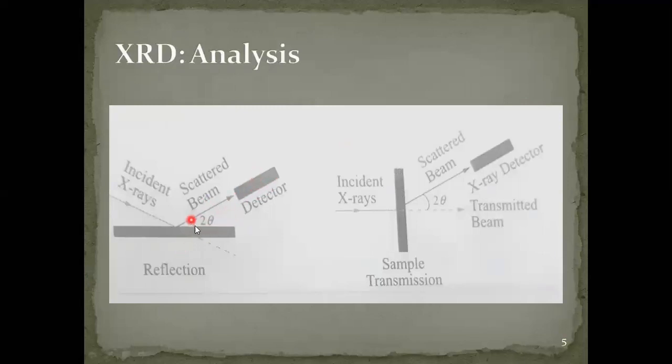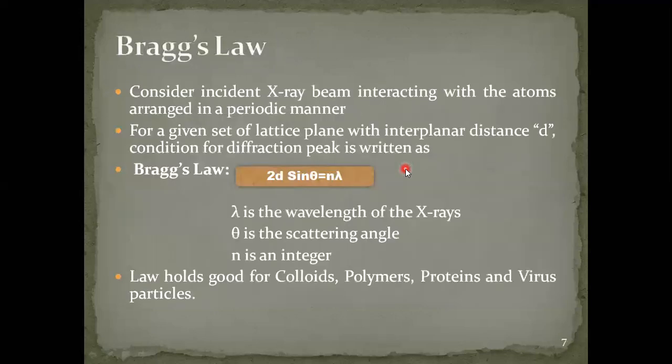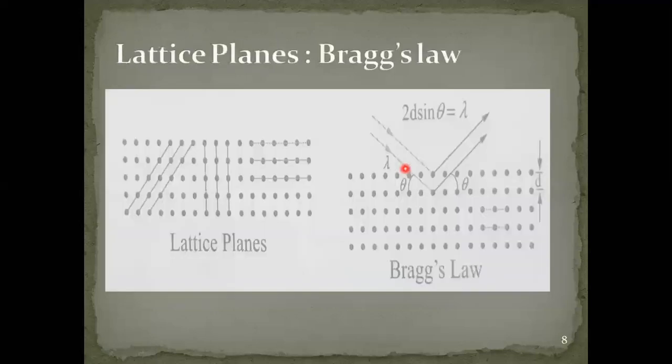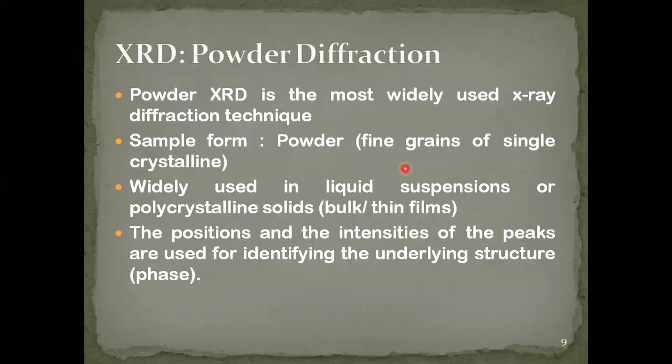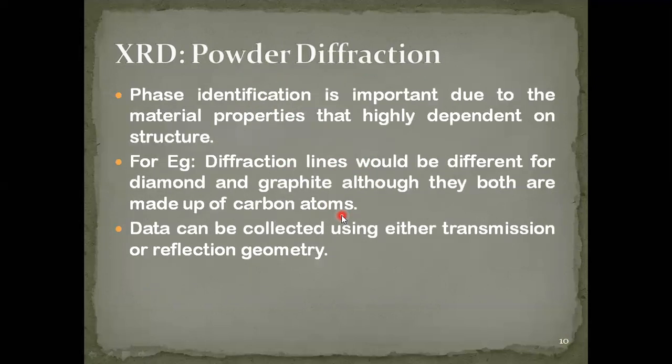So all of this interferes at one particular point. So after interference, what happens? Let us see. This is what we call X-ray powder diffraction. This is the most widely used X-ray diffraction technique. The sample form is normally powder, sometimes it may also be liquid. So let us see how it works.